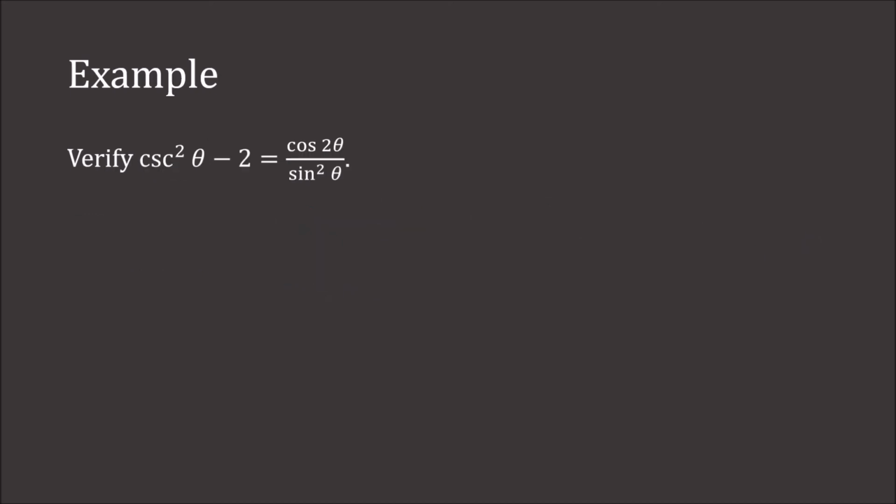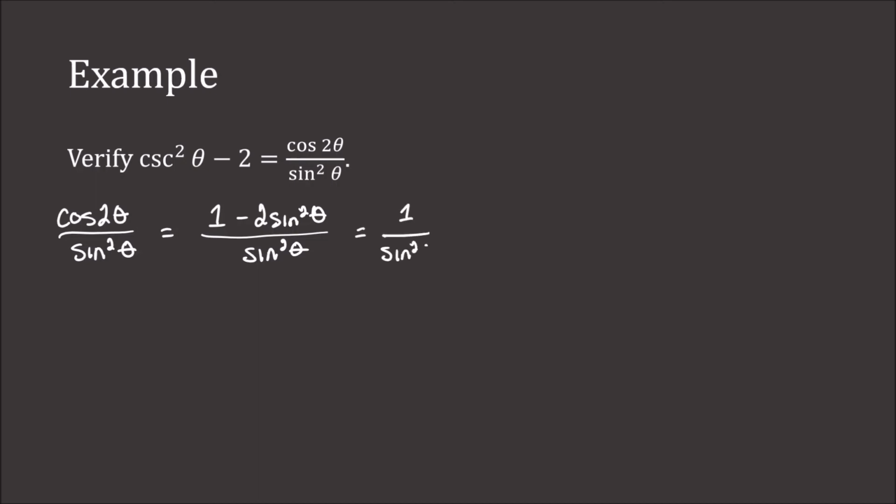And finally, let's verify that the cosecant squared of theta minus 2 is cosine of 2 theta over sine squared of theta. Let's this time start on the right-hand side. Cosine 2 theta over sine squared theta. Now, cosine of 2 theta is 1 minus 2 times sine squared theta. And we keep that sine squared of theta. Now, what we can do is write this as two separate fractions. 1 over sine squared of theta minus 2 sine squared theta over sine squared theta. Since 1 over sine is cosecant, this becomes cosecant squared theta minus sine squared over sine squared is 1, so we're left with 2.